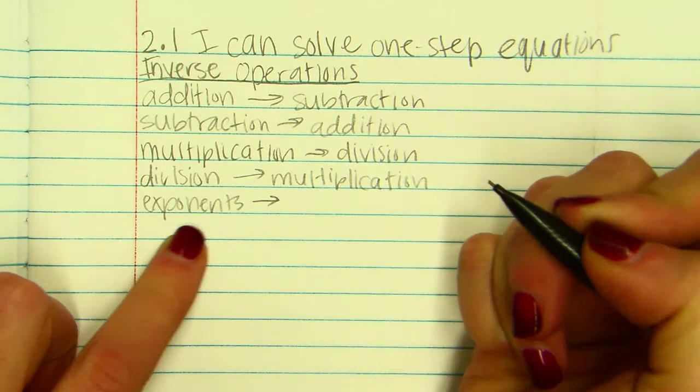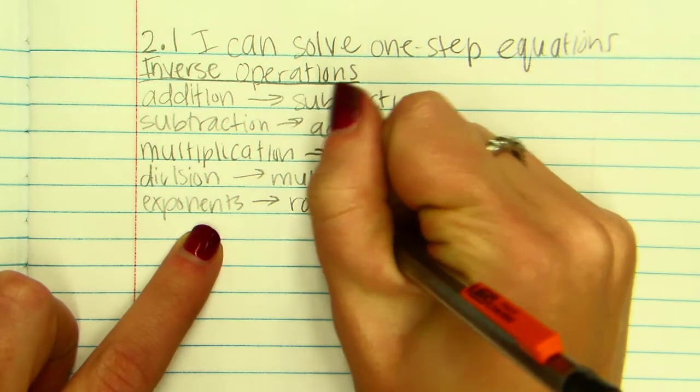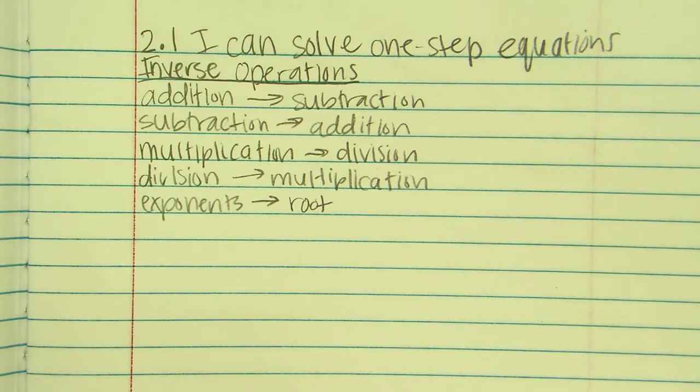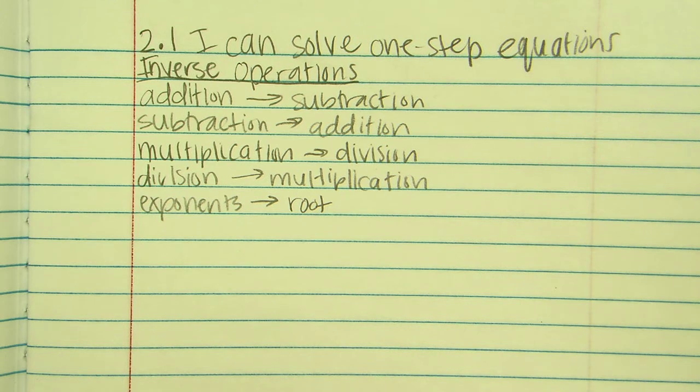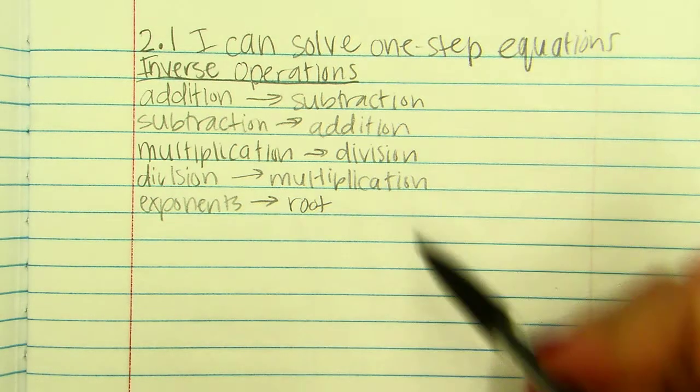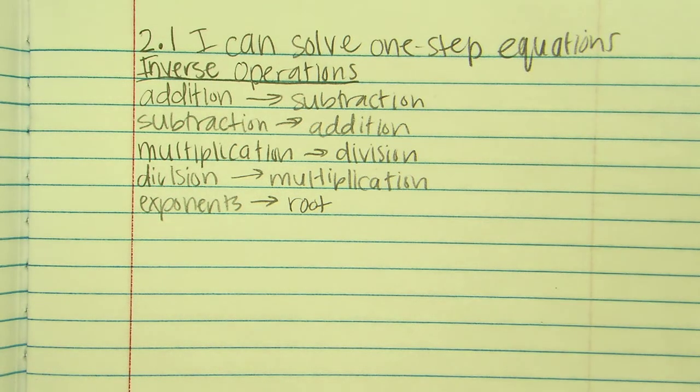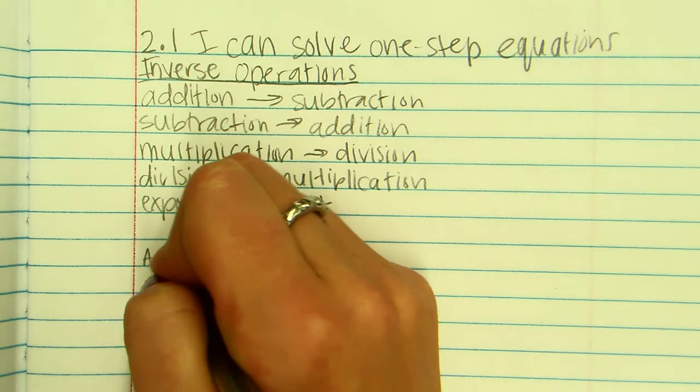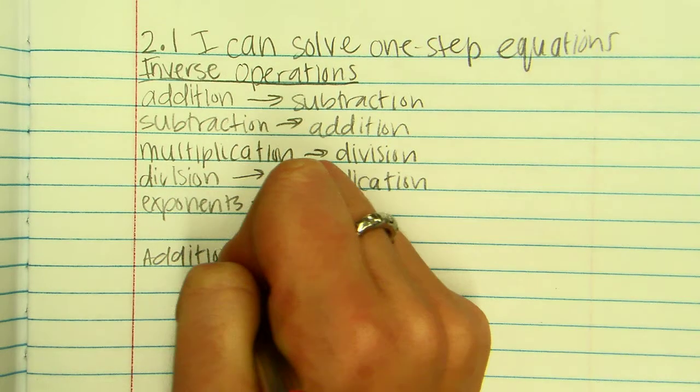The inverse of doing an exponent would be to do a root. So if something is squared, we would take the square root. If something is cubed, we would take the cube root. So we're going to use these inverse operations to get the variable by itself. The first kinds of equations we're going to do are addition equations. So I'm going to do some addition equations.